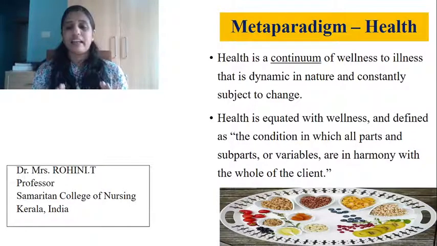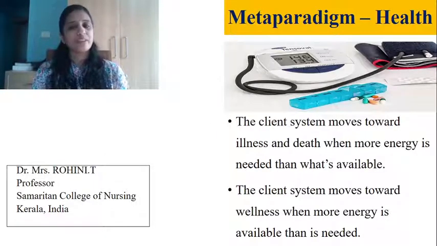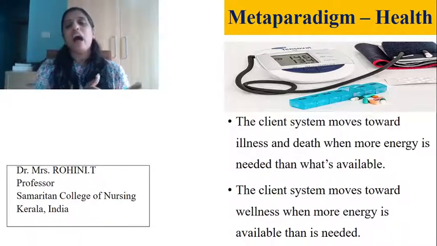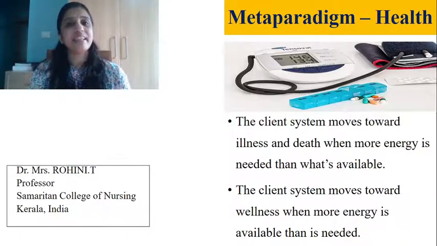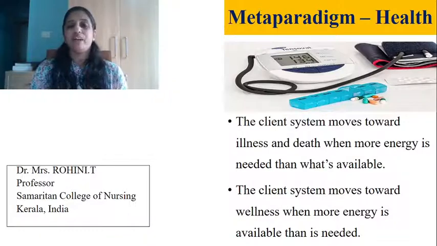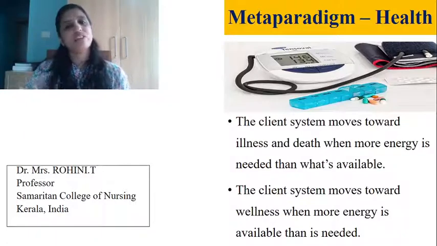Health is equated with the word wellness. So what is wellness? A condition in which all the parts, all the subparts, all the variables are in harmony with the whole of the client. When the part, the subparts, everything is in harmony, Neumann says that it is health. Now we are going to see what is illness, what is wellness. According to Neumann, a person is moving towards illness when more energy is needed than what is available. When I need more energy than what is available, it can end up with illness. For example, a person is suffering from dyspnea. This person needs more oxygen than what is available. That is called illness.